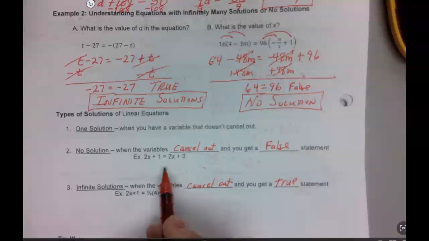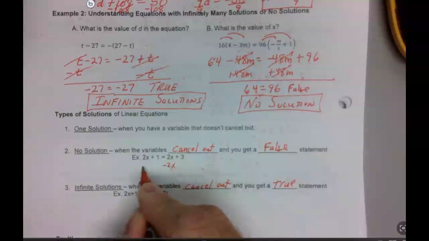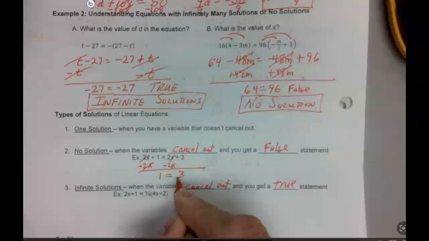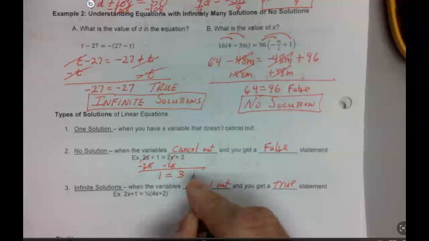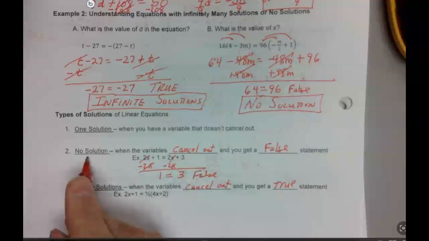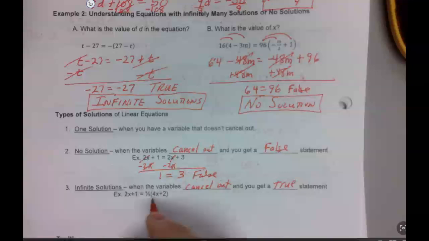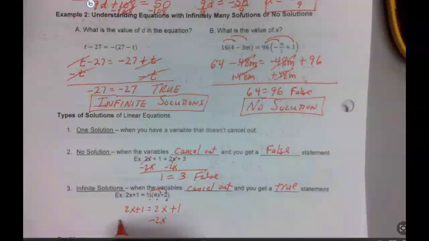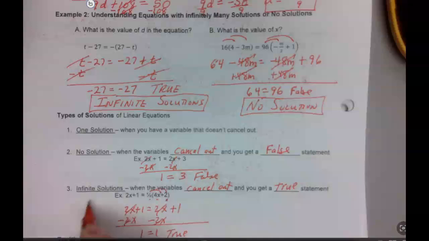So like the example I did on the one that's false, if I subtract 2x, I end up with 1, does 1 equal 3? That's a false statement, so that would be no solutions. This one here, I want to go ahead and distribute the 1/2 because I know 1/2 goes evenly into those numbers. Does that make sense? So that gives me 2x plus 1. And when I subtract 2x, now I get 1 equals 1, right? Which is a true statement, which means it's infinite solutions. Does that make sense?